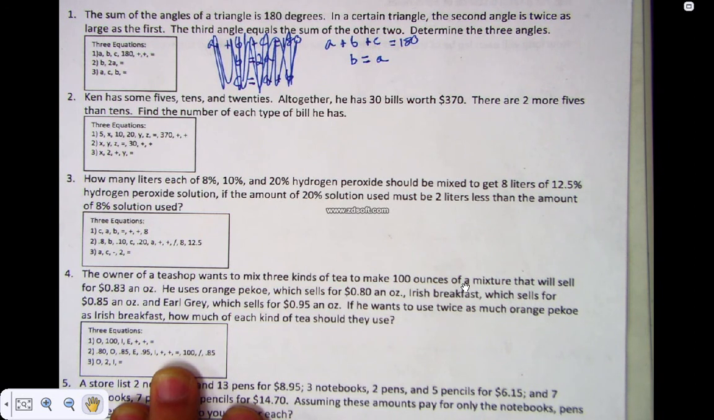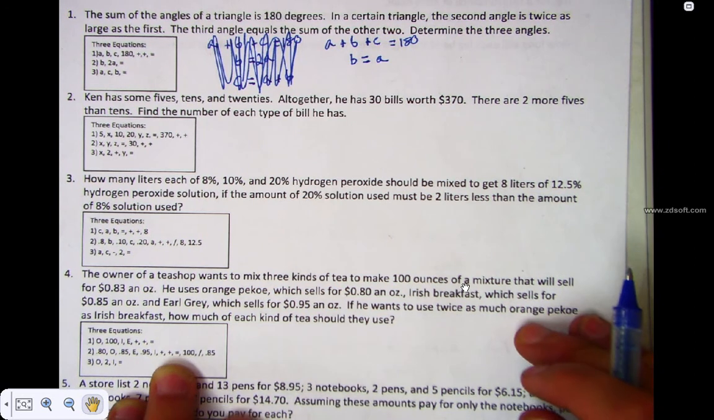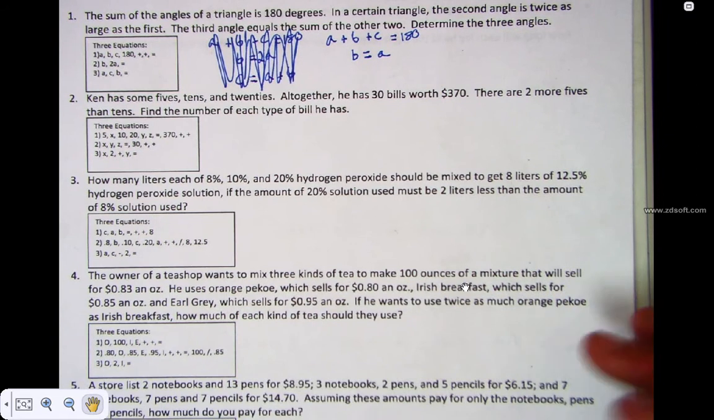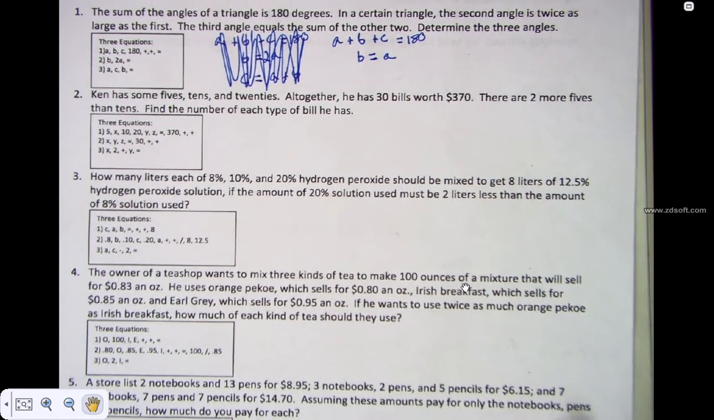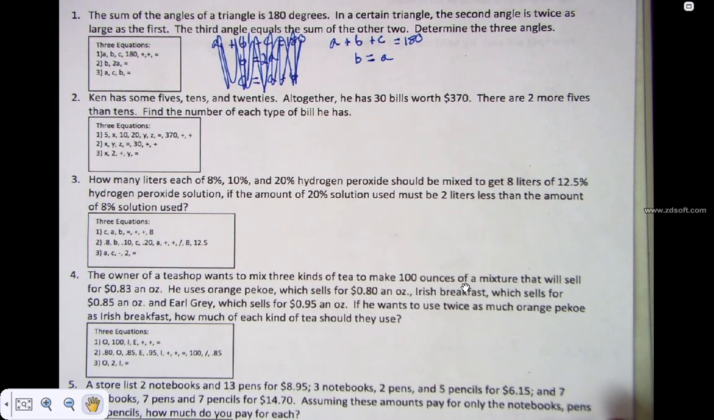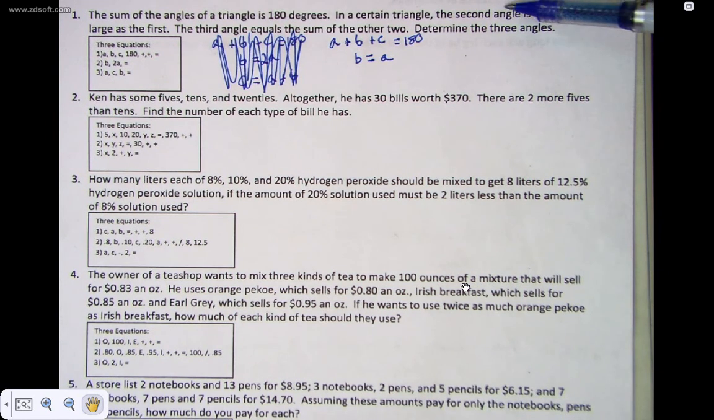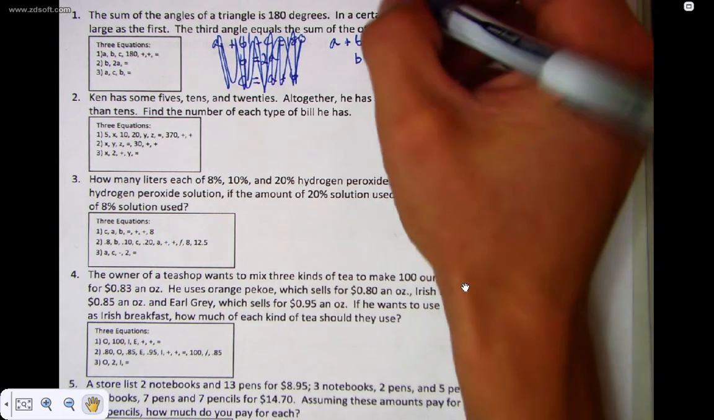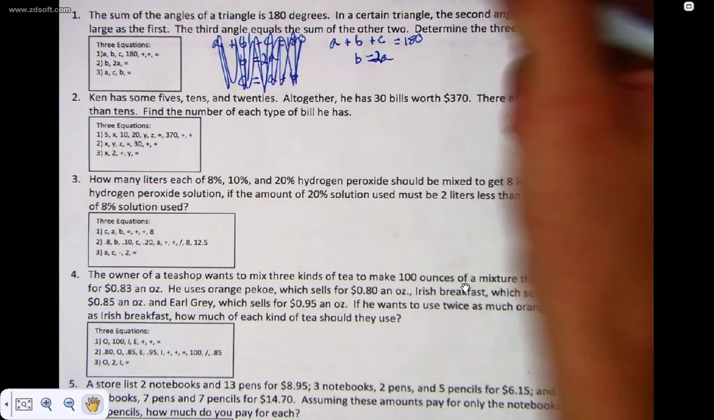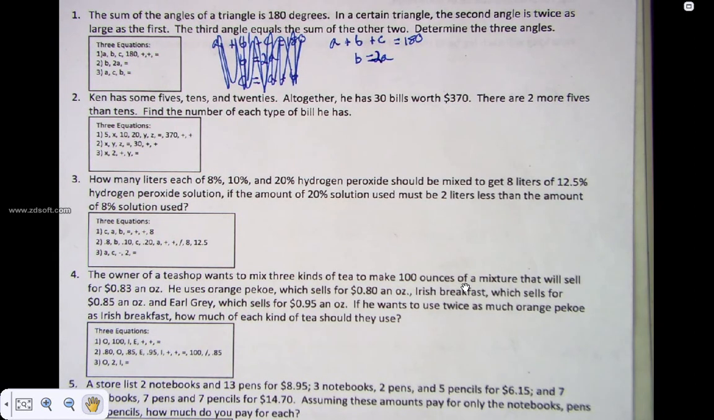Sometimes it's easy to figure these things out when you ask yourself questions about them. So here's a good question. How many of the smaller angles is it going to take to equal the bigger angle? It says the second angle is twice as large as the first, so it's going to take two of the smaller angles to get one of the bigger angles. So it's going to take two of these A's to equal one of those B's. That's our equation, that's it.